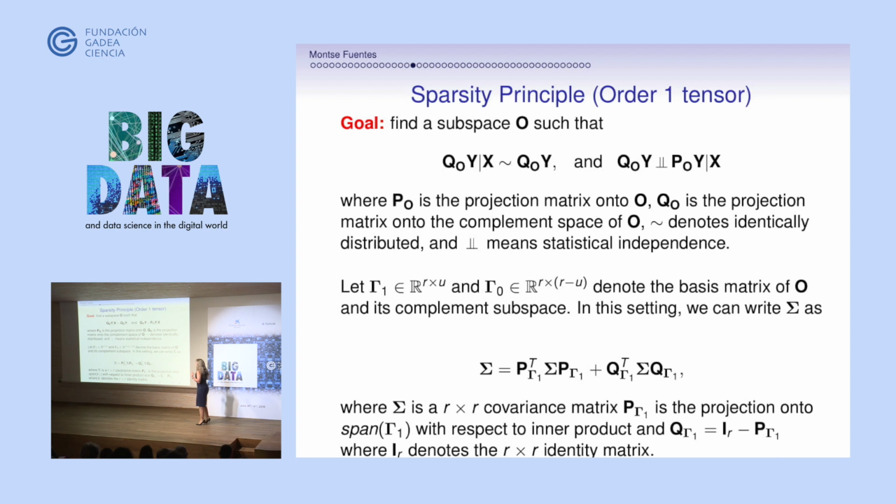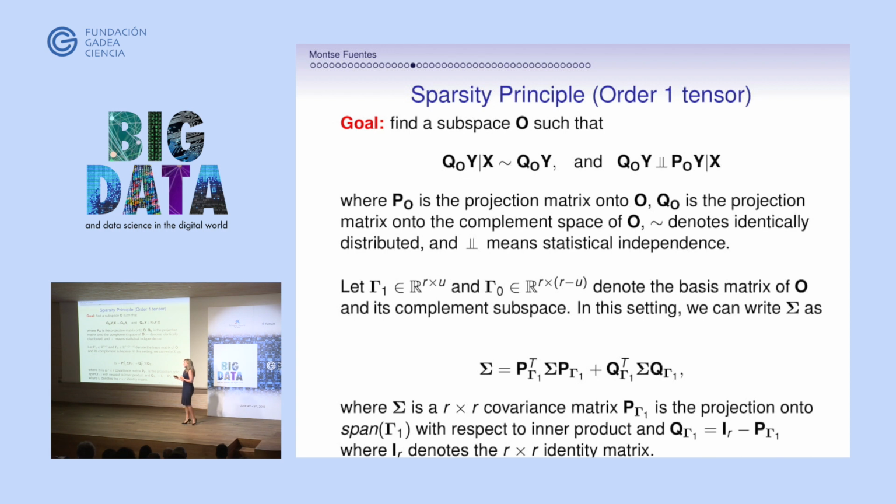So we want to be able to project ourselves into that space where we have the part that is material for the regression. So there is some space of interest here, and we want to find the projection into that space. So the P_O here is the projection into that space of interest, and the rest would be the complement. Here, this symbol means identically distributed, and this means statistically independent. So we have the two spaces, the relevant one and the irrelevant one for the regression. And then again, this P_O would be the projection into that space of interest. And here, these are the bases. The gamma one are the bases of the projection into the material part of the regression.